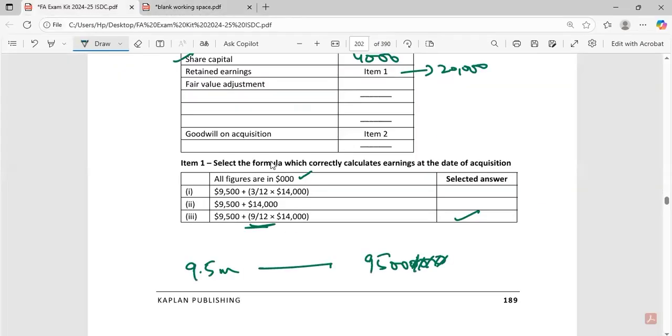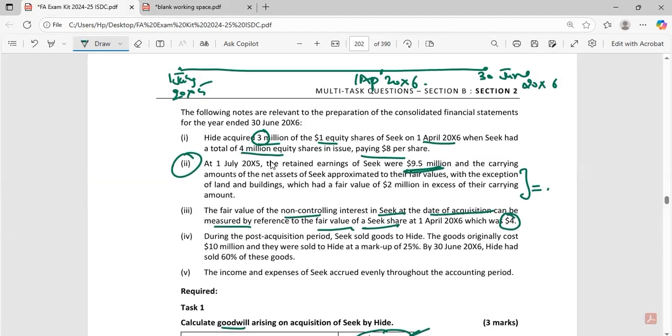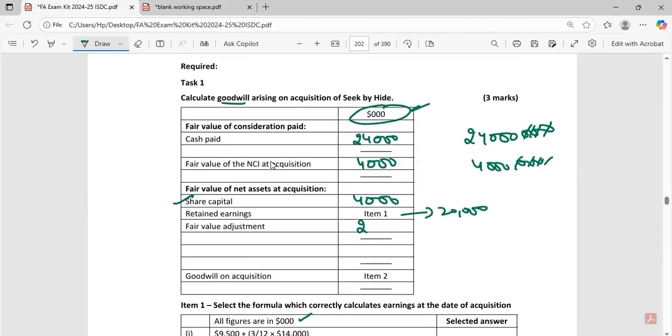Fine. Okay. Now we have to tell the fair value adjustment. So here it was given. The carrying amount of net assets of SEEK approximated to their fair value with the exception of land and building, which had a fair value of 2 million in excess of their carrying amount. So we have been directly given the difference that the fair value is 2 million higher. Okay. So I'll directly write over here 2,000. Okay.